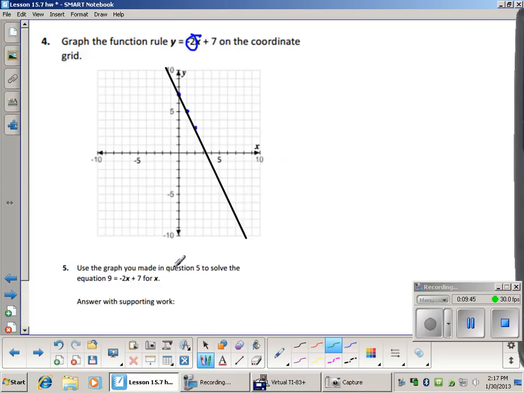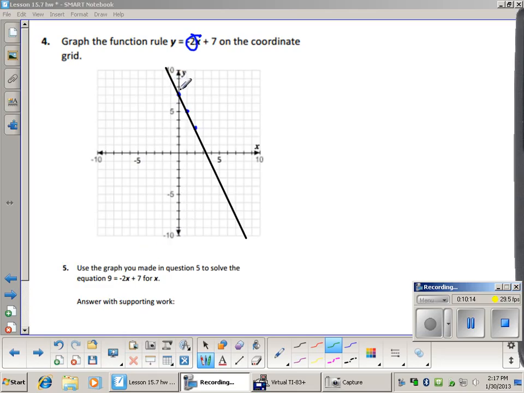Okay, sorry about that. Now we're back, and I need to use the graph that we just made here and solve for the equation 9 equals negative 2x plus 7, and I'm looking for what is x. So this is asking what is x when y, because it should be y equals here, when y is 9. Okay, and so I'm using my graph, and we can see here's 7, here's 8, here's 9.